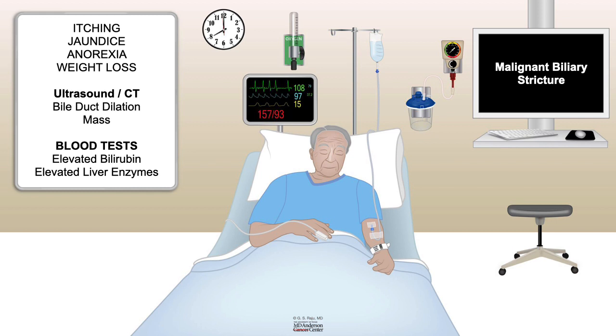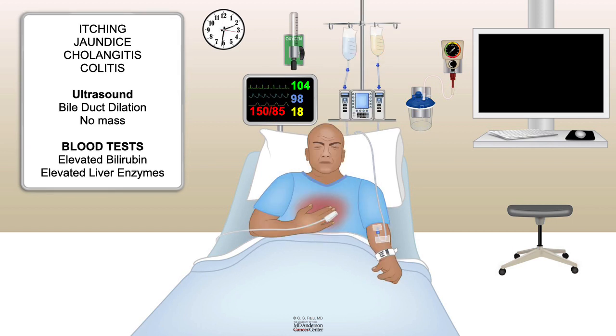So let us take another case. Here is a patient, a younger male, with again itching, jaundice, cholangitis, and this patient has ulcerative colitis. And ultrasound shows bile duct dilation, there's no mass. Blood tests show elevated bilirubin and liver enzymes. And in somebody who has had colitis and presents with jaundice and cholangitis, you should suspect primary sclerosing cholangitis.